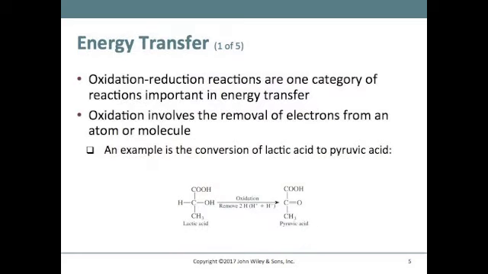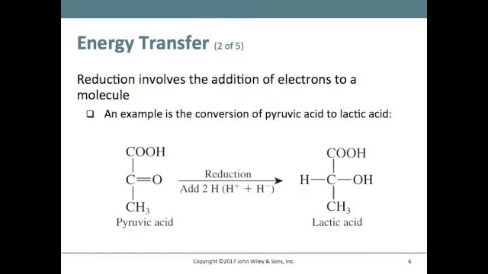Moving on to the next slide. This is on page 1002, this little chemical equation that you see in front of you. Oxidation-reduction reactions are one category of reactions that is important for the transfer of energy. Oxidation involves the removal of electrons from an atom or a molecule. And in this example, we see the conversion of lactic acid to pyruvic acid. And then reduction involves the addition of electrons to a molecule. And here we see the conversion of pyruvic acid to lactic acid.